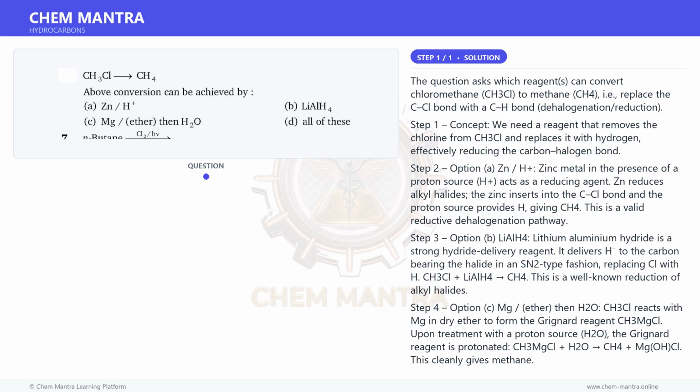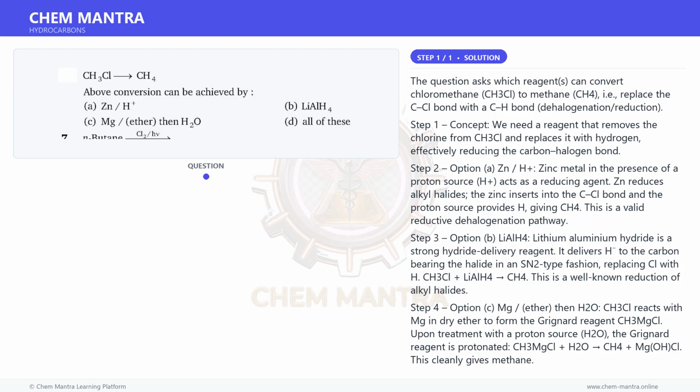Step 4, option C. Mg, ether, then H2O. CH3Cl reacts with Mg in dry ether to form the Grignard reagent CH3MgCl. Upon treatment with a proton source, H2O, the Grignard reagent is protonated: CH3MgCl plus H2O gives CH4 plus Mg(OH)Cl. This cleanly gives methane.